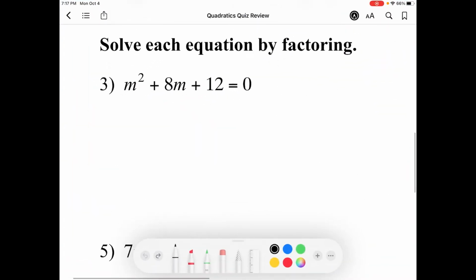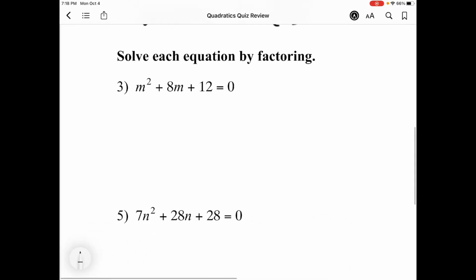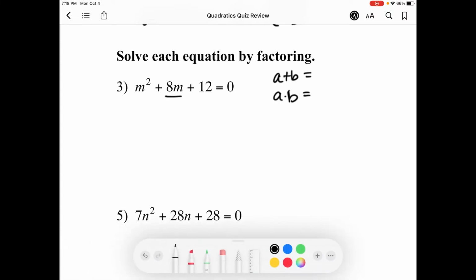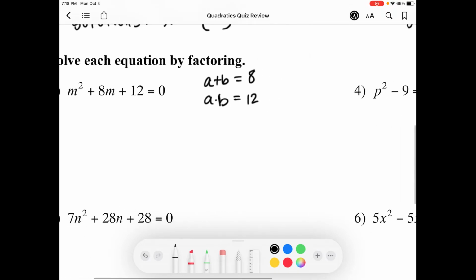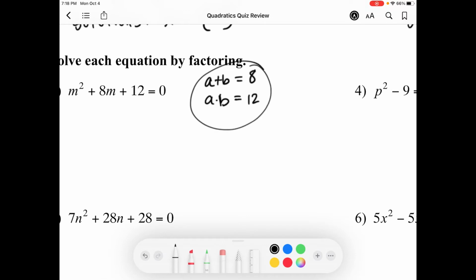Okay, so for number 3, to factor this type of problem, if you'll remember, the way that we've set it up is a plus b equals and a times b equals. So we're gonna look for 2 numbers. They're gonna add up to 8, right? That's gonna be the a plus b. A plus b is gonna be the number that is in front of your variable, so just in front of m. So a plus b equals 8, and then a times b equals your constant, the number at the end of your function, which is 12. So a times b equals 12. So I'm going to look for 2 numbers that satisfy both of these equations right here.